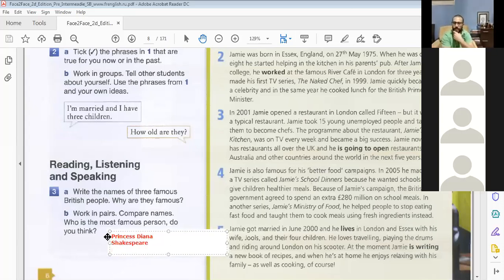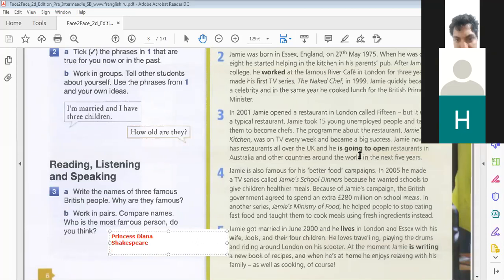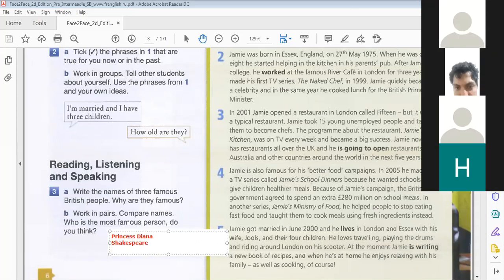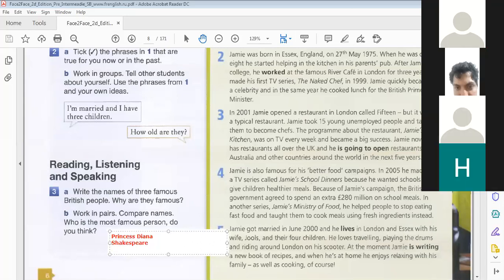Who else is famous? Someone who's British and famous. Man or woman? Present or past? Anybody you can think of? Who else? Rabia, what do you think? Can you think of any famous British people?